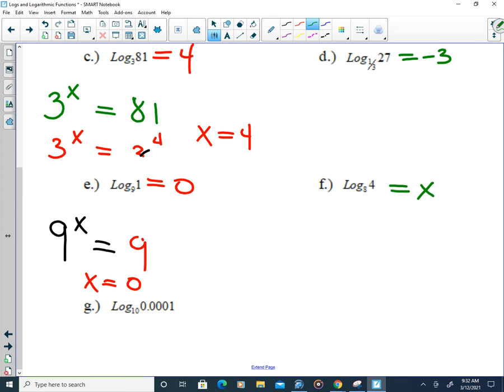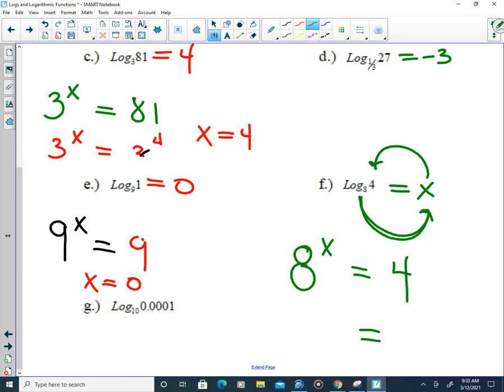And then let's start with the base of our logarithm. That's going to be the base of your exponential equation. So you're going to go 8 to the x power is equal to 4. Now we want to rewrite both sides as powers of the same base. Well, 4 is what? 2 squared.